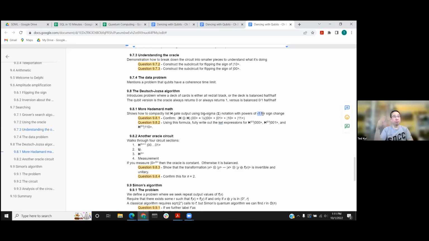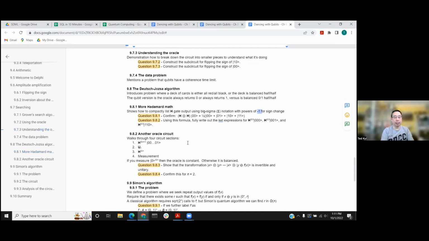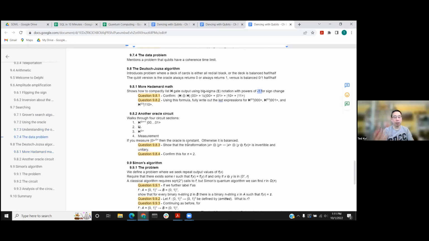So for even numbers, it's positive. For odd powers of -1, it's negative. And that gives you a more compact notation. And using that, then you can do a whole bunch of equations to show what happens.